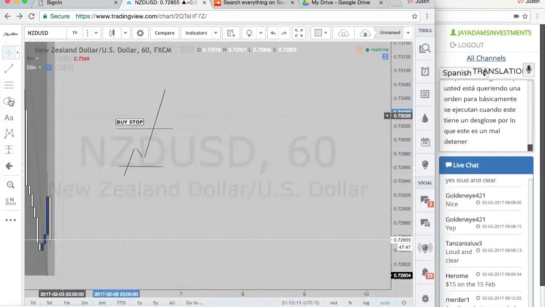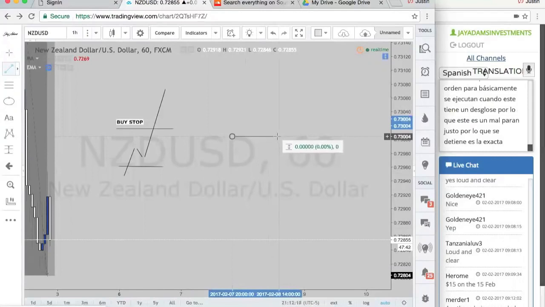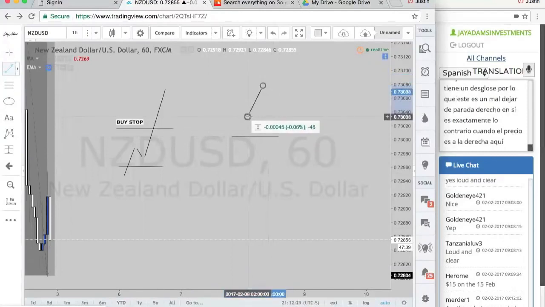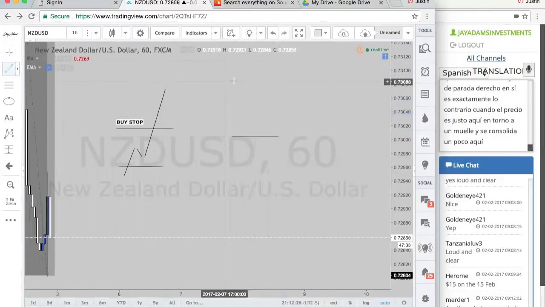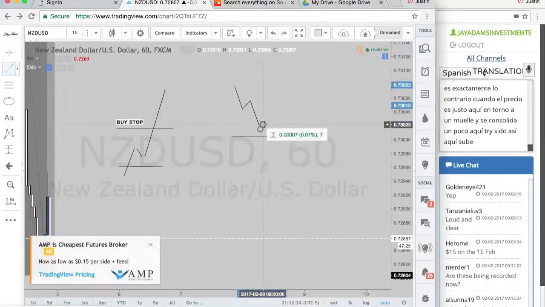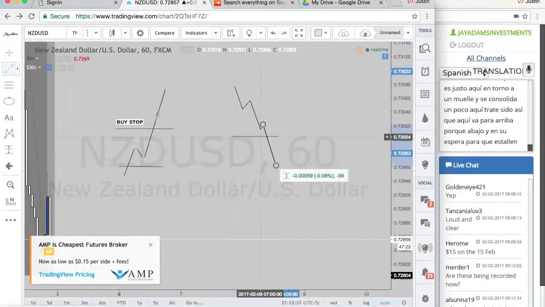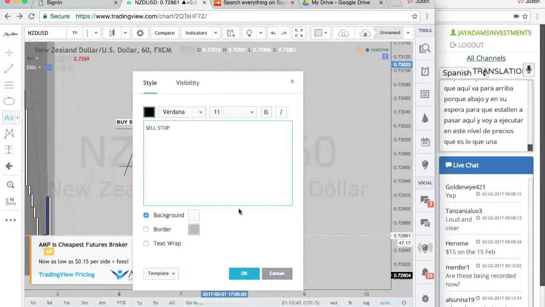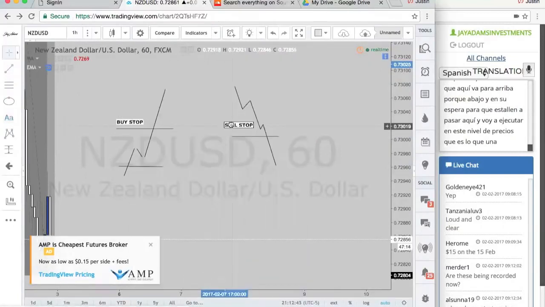A sell stop is the exact opposite. When price is up here and consolidates a little bit, goes up, goes down, you're waiting for the breakout to happen to the downside, and it'll execute on this price level, which is what a sell stop is. It's very important to know the difference between the orders, so that when you see the alert via SwipeTrades, you know exactly what it is.